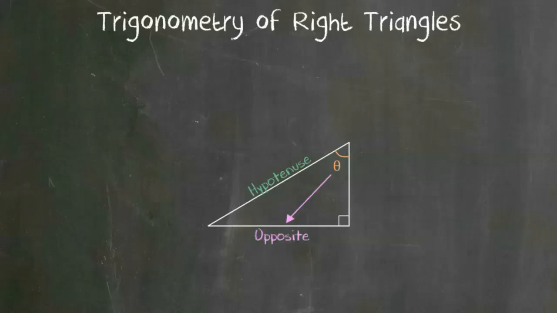The side directly across from the reference angle is the opposite side. The side that forms the reference angle with the hypotenuse is the adjacent side. Depending on my reference angle, that opposite and adjacent side could switch. Now that we know our sides, we can look at our trigonometric ratios.